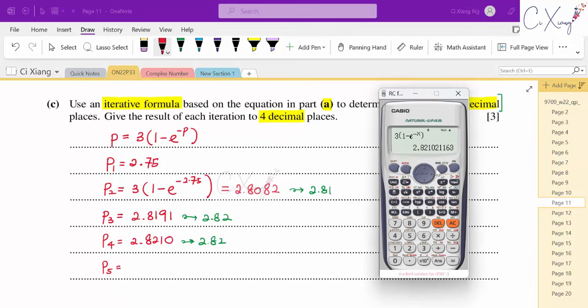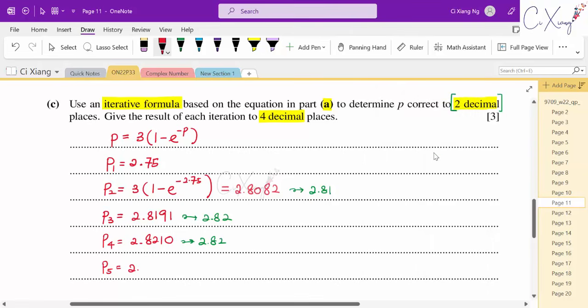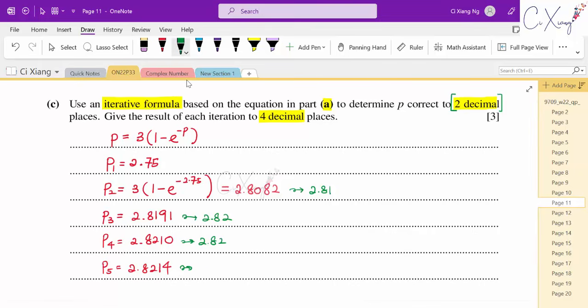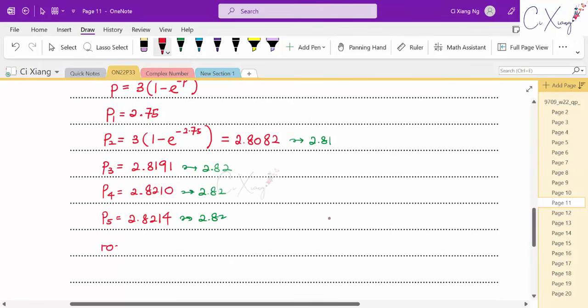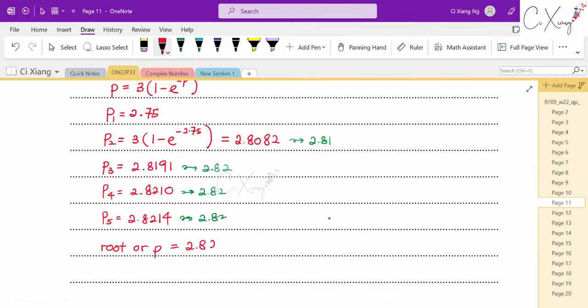Alright, so now the P5, press calculate again, then 2.8210. And I will get 2.8214. So again, if you double check the 2 decimal places answer for this one, also 2.82. So it is repeated for 3 times already. Therefore, I can actually conclude that the root or the P should be equals to 2.82, correct to 2 decimal places.